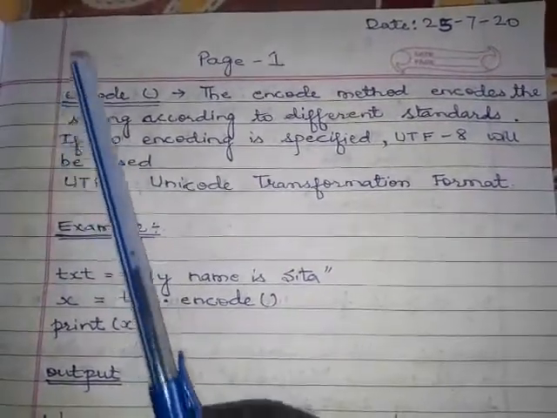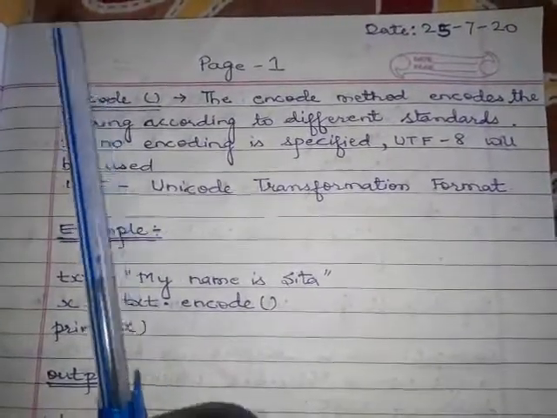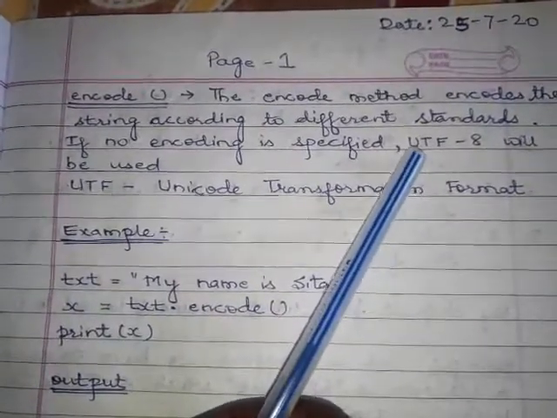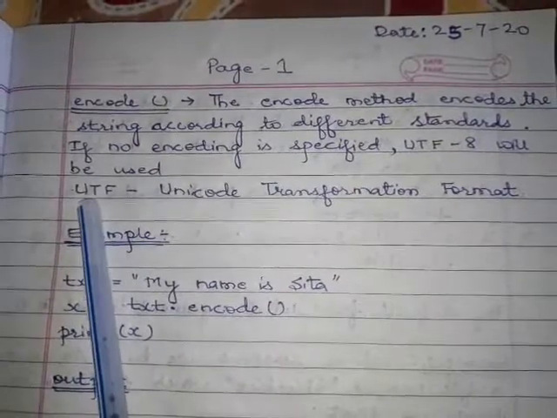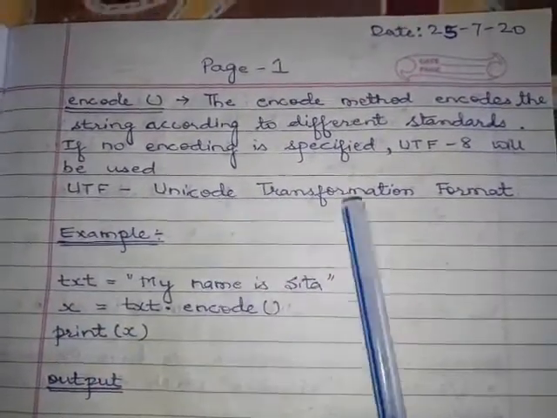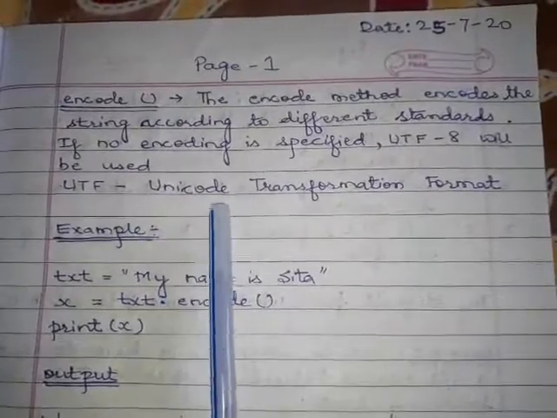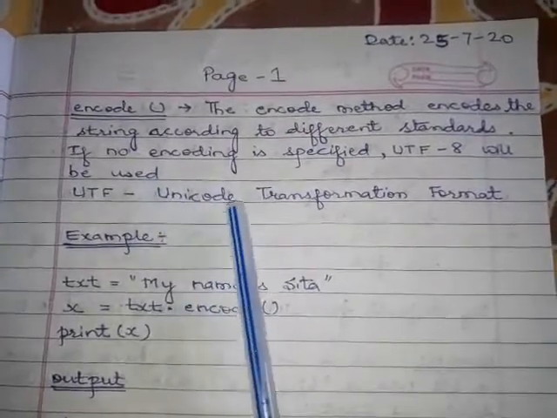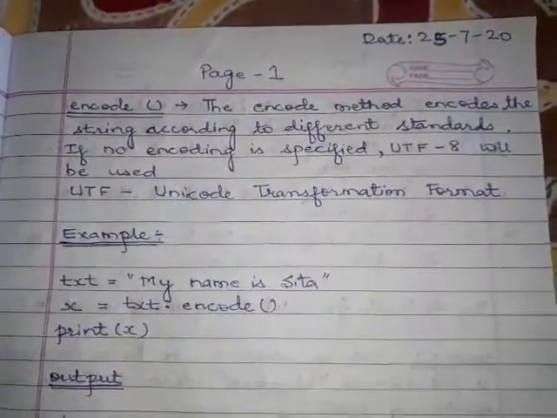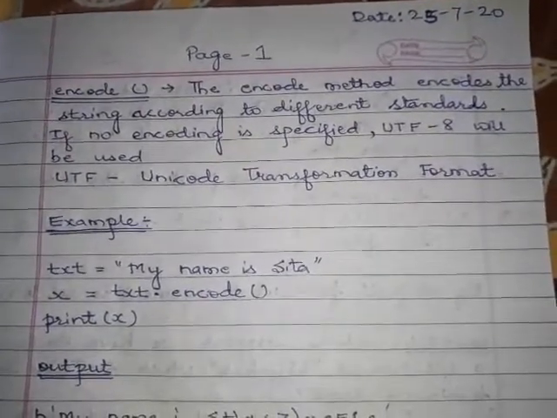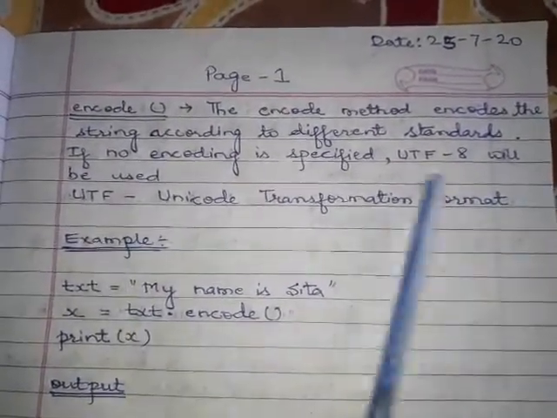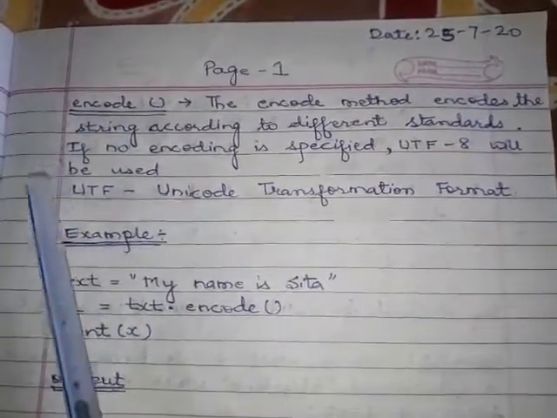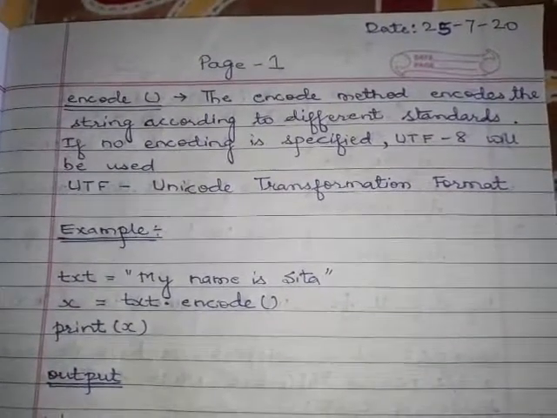These are the various encoding techniques. This encode method will convert our content, our text, into the encoded format, and by default the encoded format is UTF 8-bit. The full form of UTF is Unicode Transformation Format. Unicode is an encoding technique. Nowadays all the mobile systems and computers are using this Unicode encoding technique for data transformation. This is beyond our syllabus, so we will not discuss it in detail. But encode will convert our data according to the encoding technique which a binary file uses.